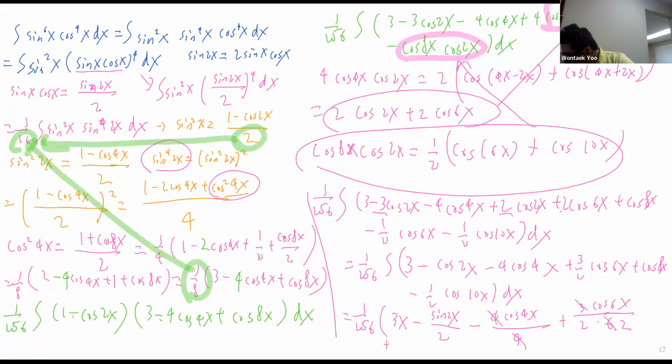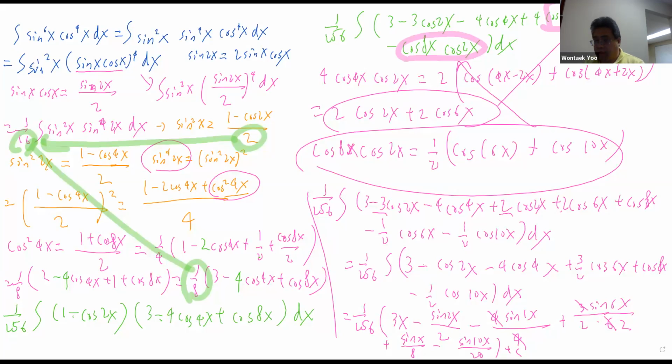plus cosine of 8x over 8, minus, no, not cosine, these are sines. Because we're doing antiderivative, sine, sine, sine, and then minus sine 10x over 20. And then we get plus c.